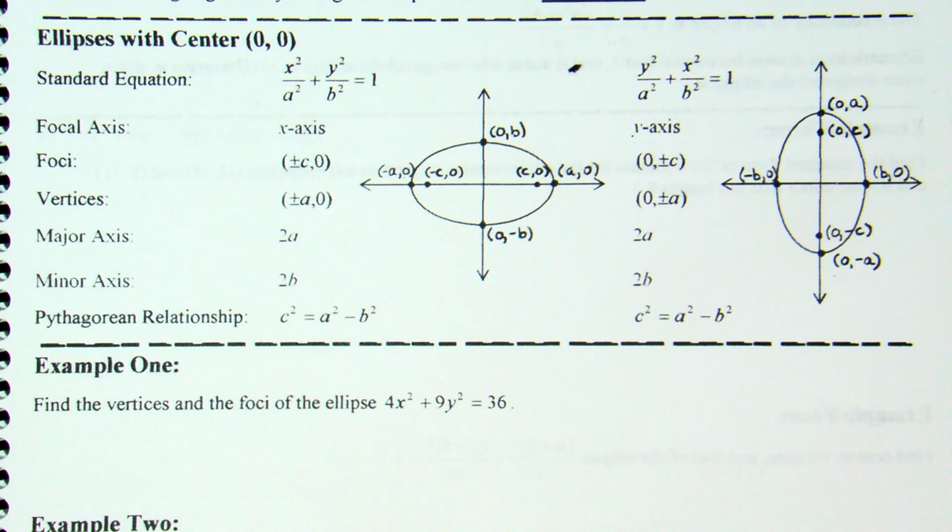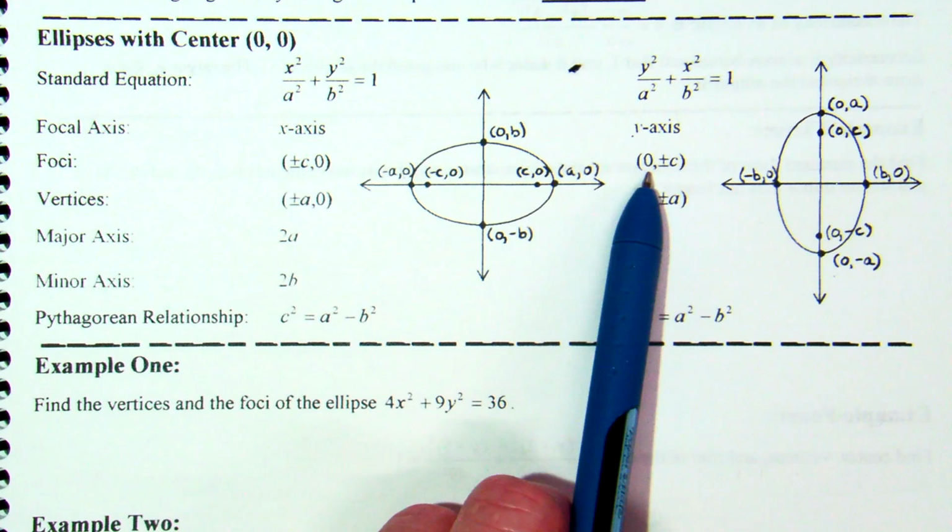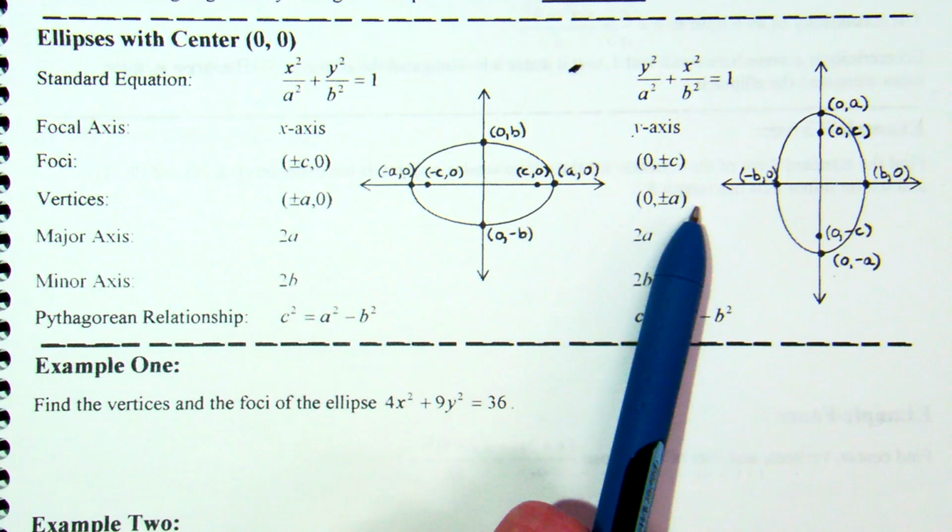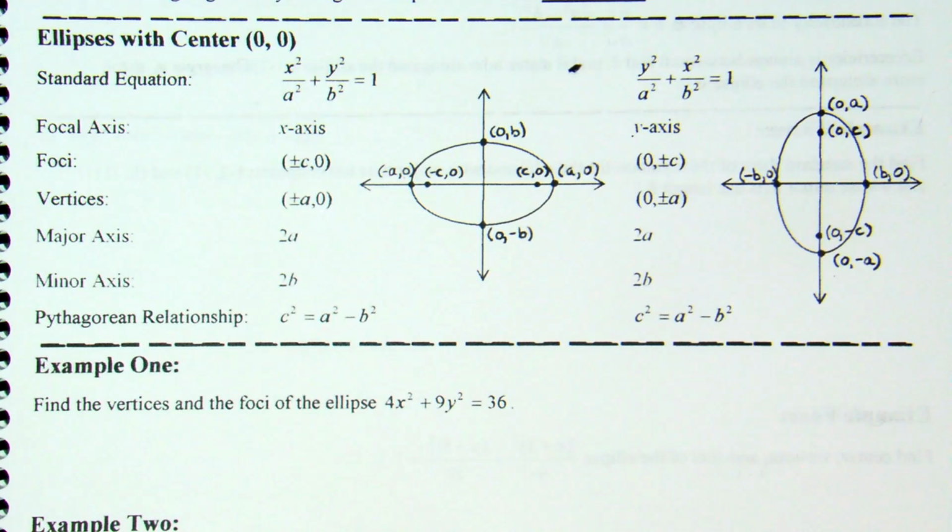Over here in the second column, notice my foci, instead of being c and then 0, it's 0 then c. Vertices are 0 then a. Major and minor axis and Pythagorean relationship are all the same. Okay, let's look at a couple of examples and see what we can figure out today.